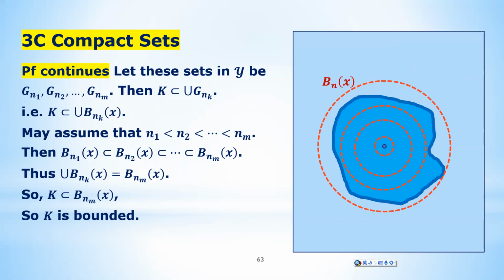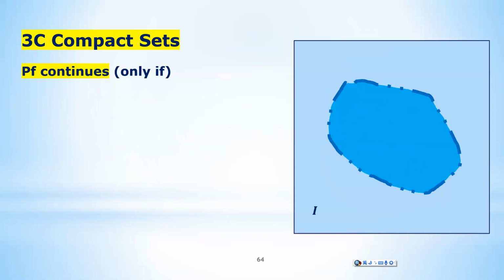Now you can see that I choose two special families of open coverings. From there, I can show that K is closed and also bounded. So K is closed and bounded. These are the necessary conditions for K to be compact. Now we're going to show the sufficiency, the 'if' part.